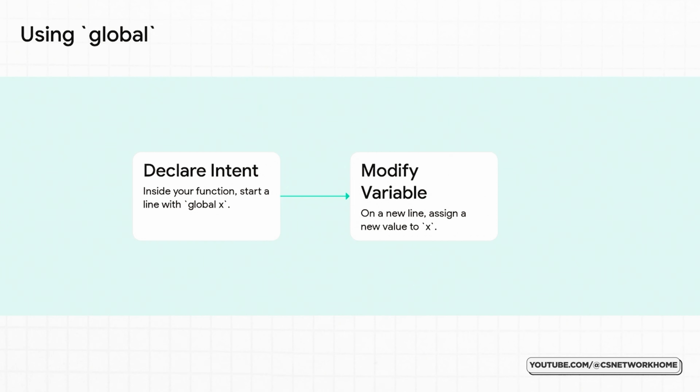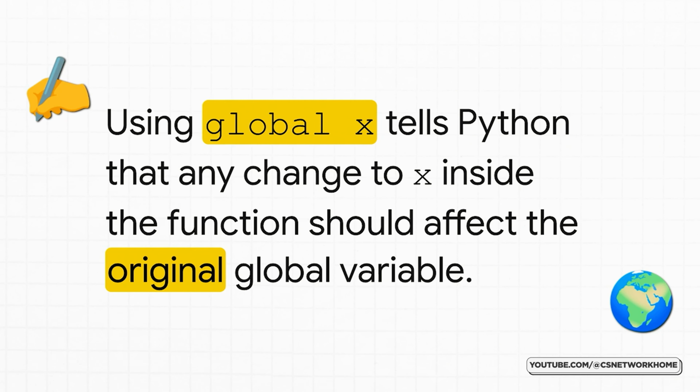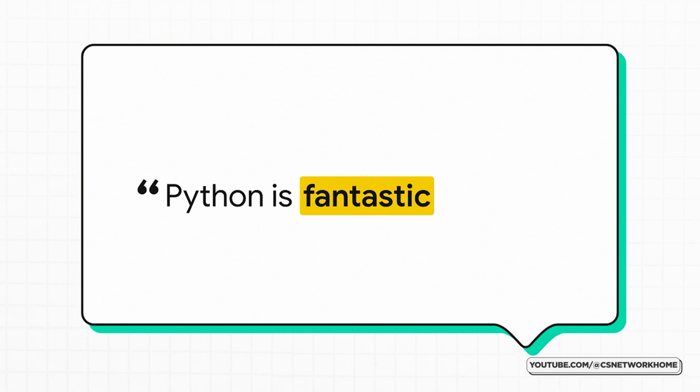Let's see it in the code. And here it is. Look at that very first line inside myfunc, global x. That is our magic key. That single line tells Python that anytime we talk about x inside this function, we're talking about the global one. So, when the next line runs, x equals fantastic, we're not creating anything new. We are directly reaching outside the function and changing that original global x. And would you look at that? The final output after we call myfunc is fantastic. We did it. We successfully reached out from inside the function and permanently changed the value of the global variable.